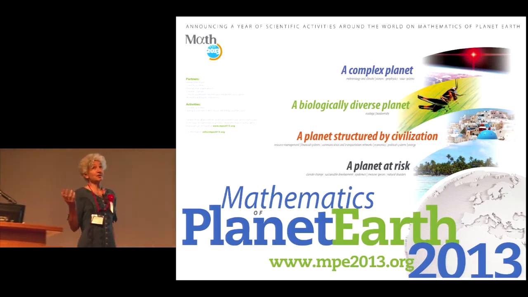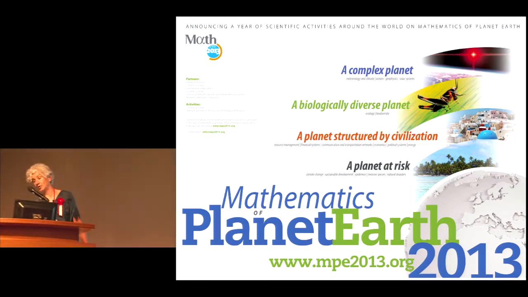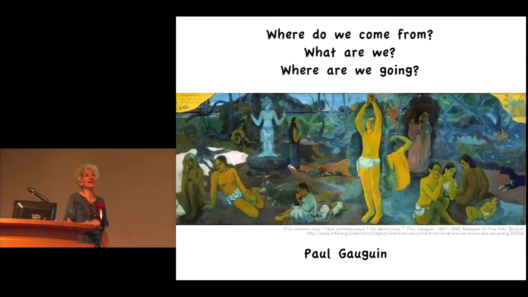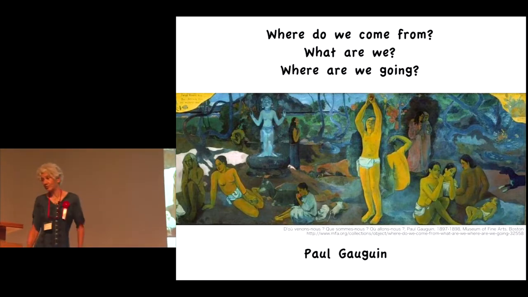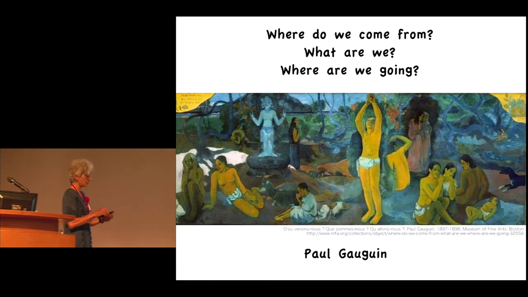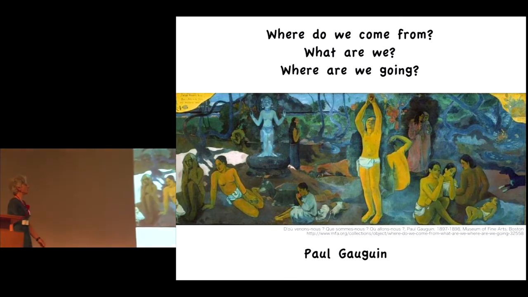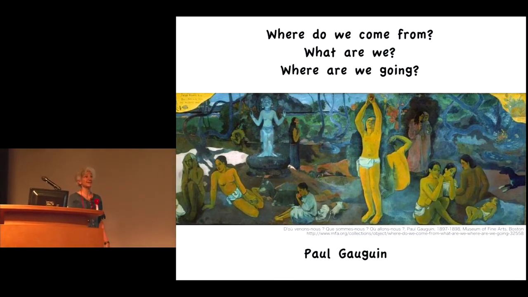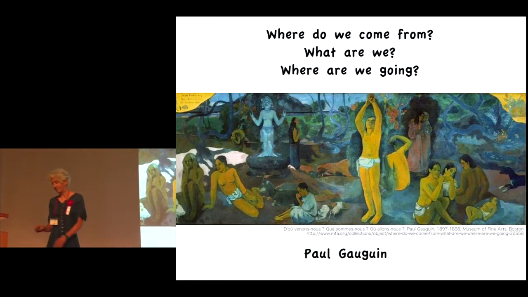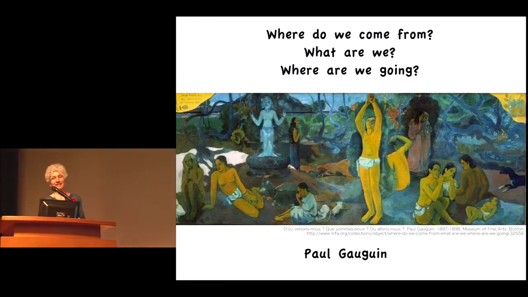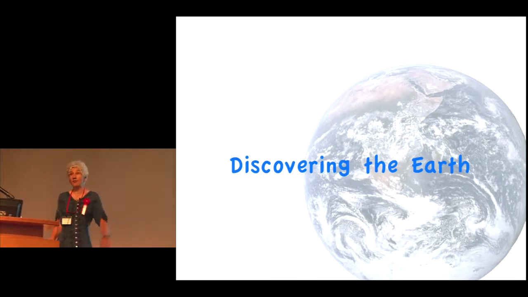When we were trying to think of mathematics of planet Earth, what could mathematics say? We would, in fact, be inspired by this painting of French painter Gauguin. And if you look at the painting in the corner, you will have these 3 sentences. Where do we come from? What are we? Where are we going? Sentences that we heard yesterday in the speeches, and that are part of things where mathematics can play a role. So the first thing, we want to discover the Earth.